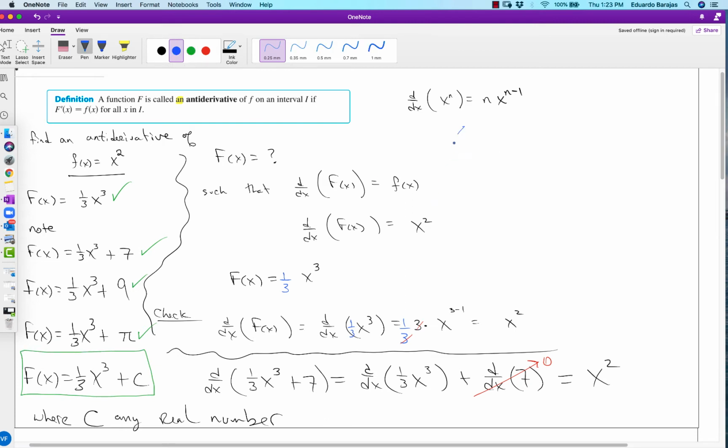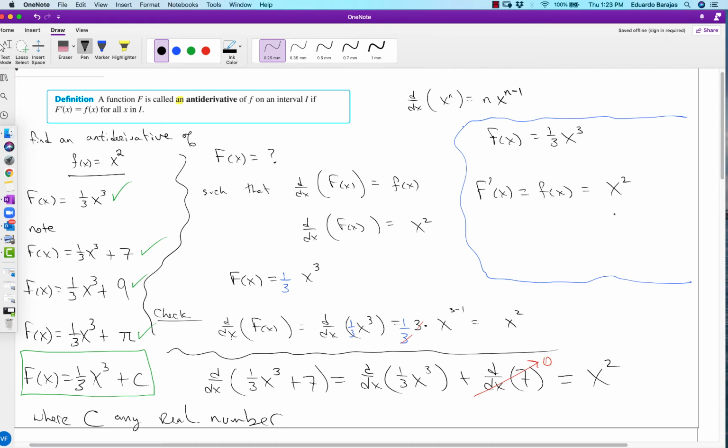Okay, let's just take the base case and see if we can make sense of this graphically. So if we have capital F of x equal to 1/3 x cubed, then the derivative function, which happens to be equal to lowercase f of x, is equal to x squared. Okay, let's think about the derivative. What is the derivative? The derivative is the slope of the line tangent to the original function at point x. Right, so let's look at a graph.